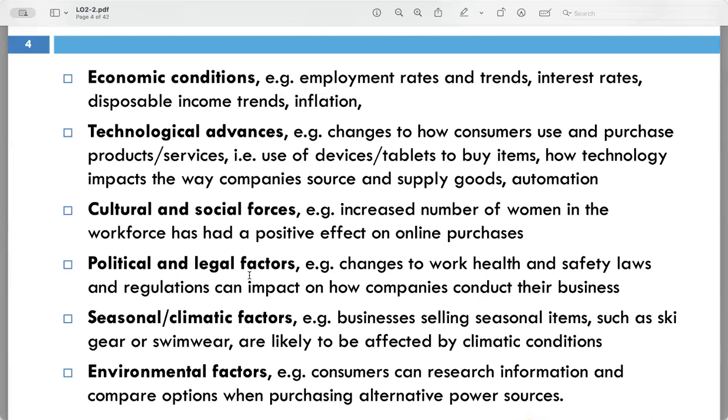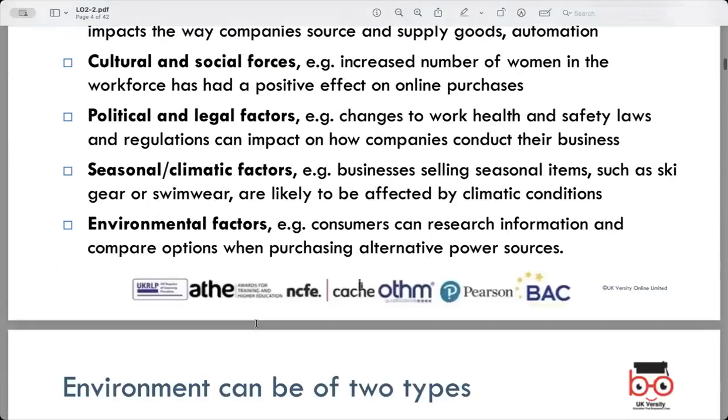Additionally, seasonal and climatic elements can also have an impact. For example, businesses dealing in seasonal commodities like ski gear or swimwear are likely to be influenced by the local climate. So when it comes to acquiring alternative power sources, consumers have the ability to utilize environmental elements such as conducting research and comparing various possibilities.